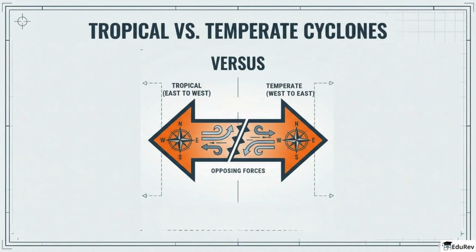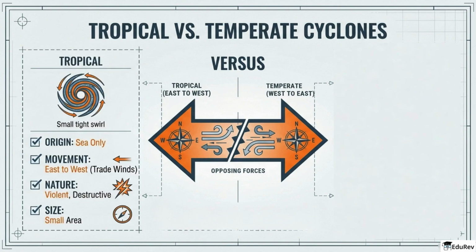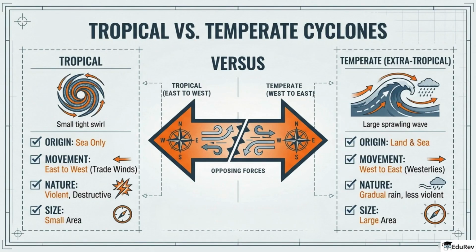Now compare tropical cyclones with temperate, extratropical cyclones because UPSC loves difference formats. Tropical cyclones: small, tight swirl, form over sea only, generally move east to west with trade winds, more violent and destructive, smaller area. Temperate cyclones: large, sprawling, wave-like systems, can form over land and sea, generally move west to east with westerlies, bring more gradual rain and are usually less violent, cover a larger area.